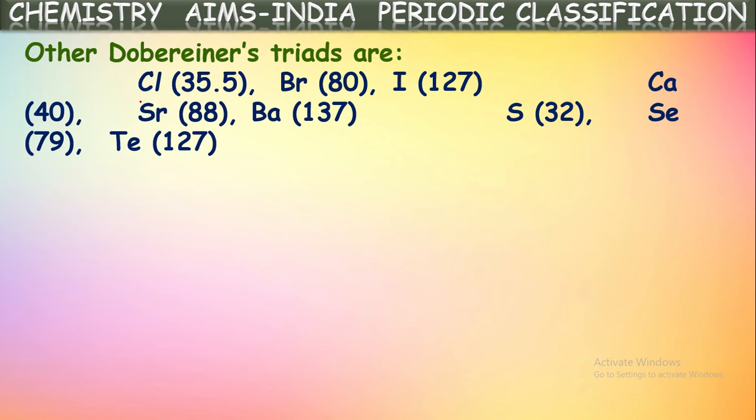Here, chlorine, bromine, iodine is one set, calcium, strontium, barium is one set, sulfur, selenium, tellurium is one more set. These three-element sets are called Dobereiner's triads. If you observe here, the atomic mass of the middle element is nearly equal or equal to the arithmetic mean of the atomic masses of the remaining two elements. So these are called Dobereiner's triads.